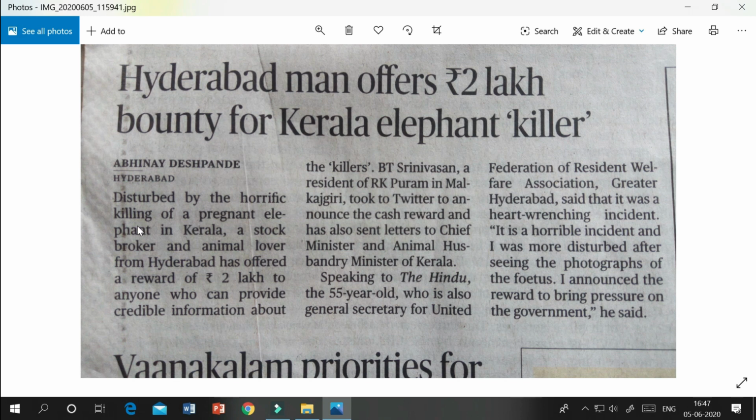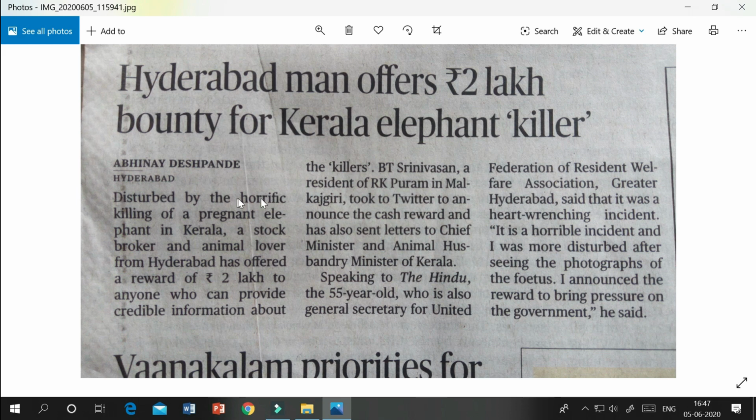Now, disturbed by the horrific killing of a pregnant elephant in Kerala, meaning the person was quite disturbed because somebody killed a pregnant elephant in Kerala. The person who was disturbed is a stockbroker and he is an animal lover from Hyderabad. He is from Hyderabad, and this person has offered a prize amount, a reward of rupees 2 lakh to any person who can provide some credible, meaning believable, information about the killers who killed the elephant. This is the meaning of this sentence.